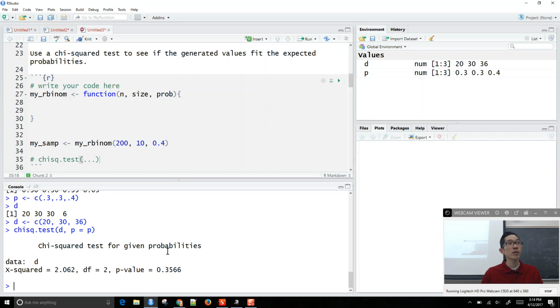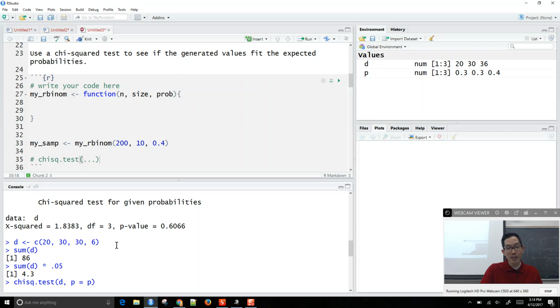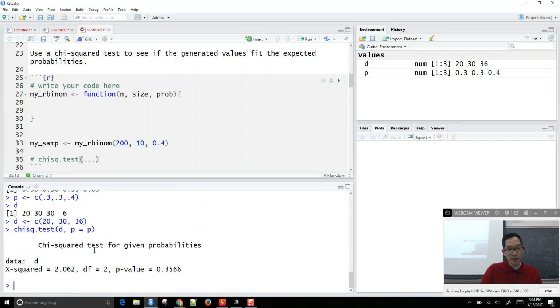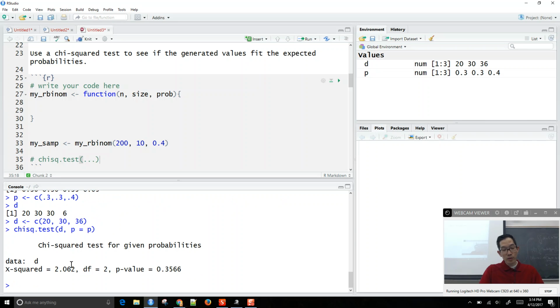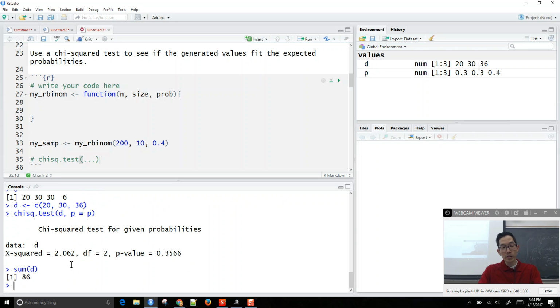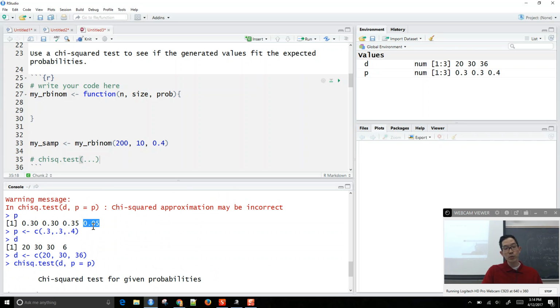How do you do the combination? I mean, all I did, I did it manually. The probabilities were 30, 30, 35, and 5%, and because the sum of D is 86, 86 times 5% gives me a value less than 5. And so what I need to do is get rid of this one that's only 5%, and I arbitrarily just put the 5% into this one.